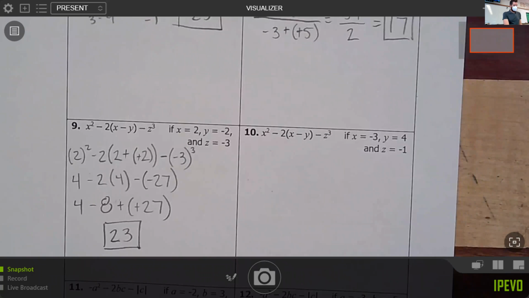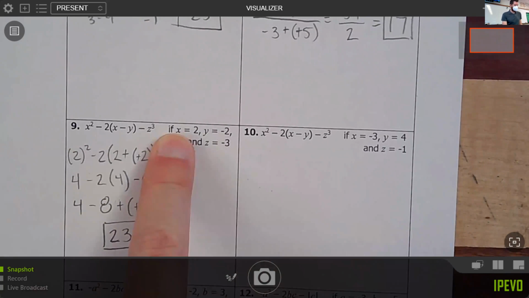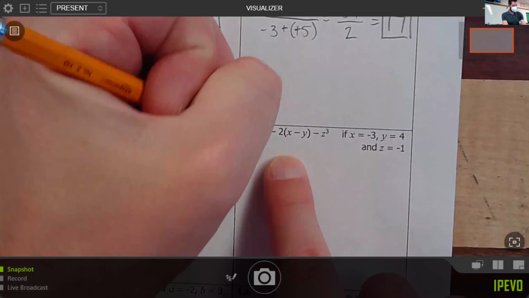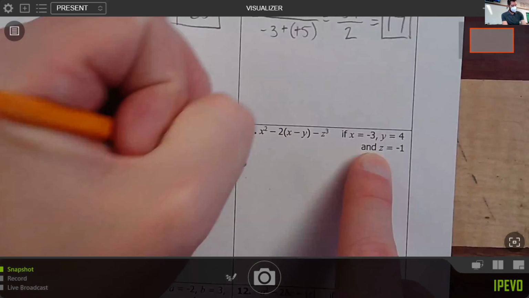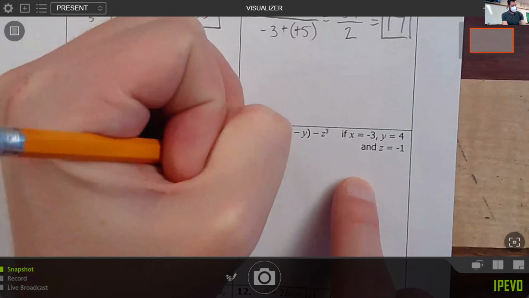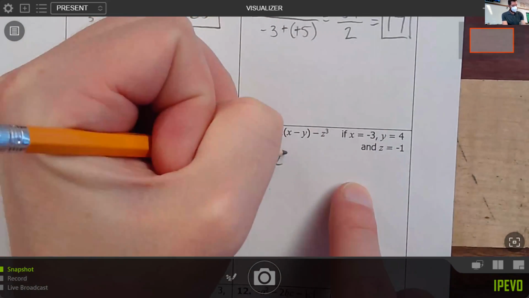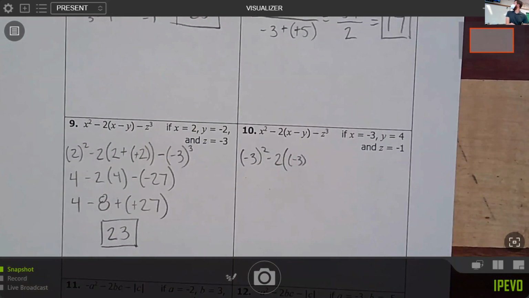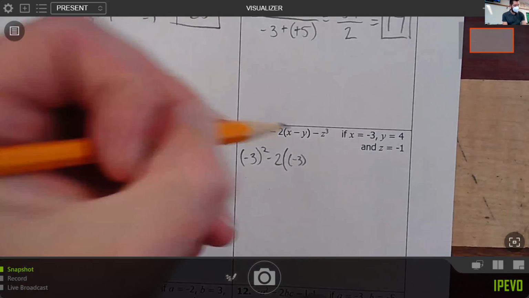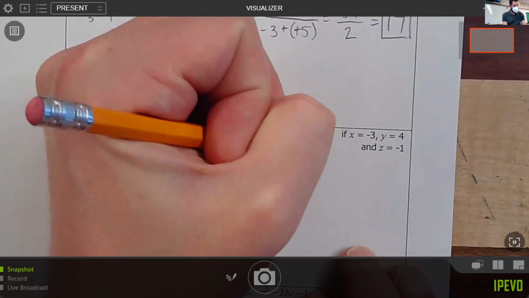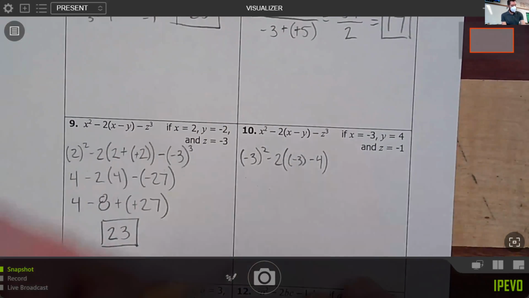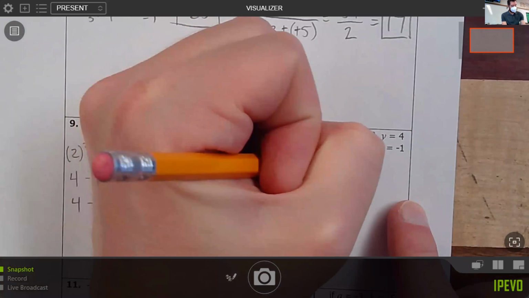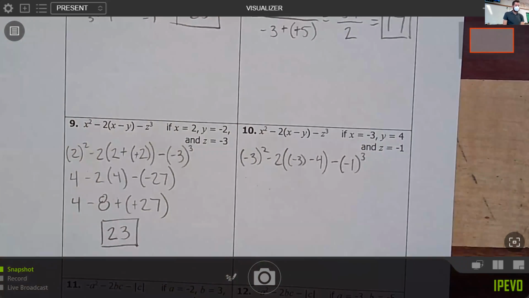All right, moving on, number 10. Same initial expression that we were given on 9. So we're going to plug in x, which is negative 3. We're going to square it. We're going to subtract 2. Plug in x again, which is negative 3 in its own little set of parentheses, minus the value of y, which is 4, minus z to the third power. So z, negative 1 to the third power.